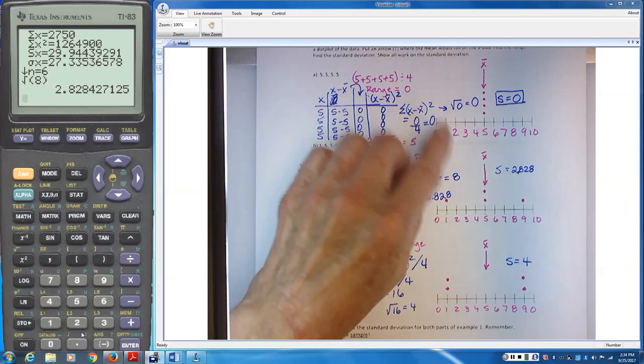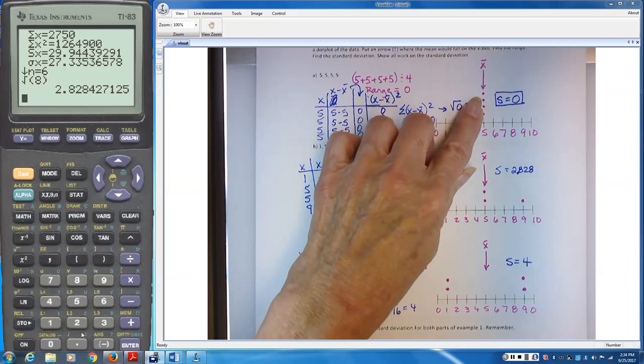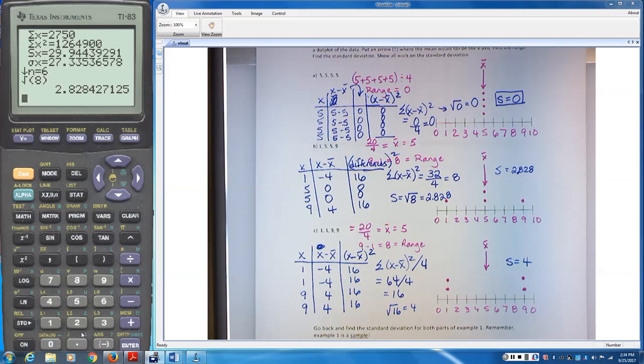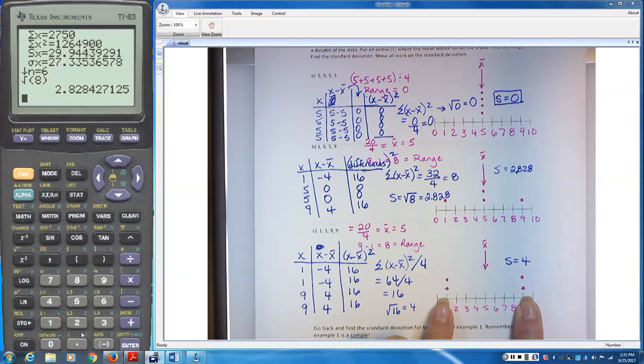So it's saying that if your data are very close together, or perhaps not any different from each other at all, then your standard deviation is going to be very small or 0. But if your data values are spread wide apart from each other, then the standard deviation is going to be larger in relation to how far spread apart they are.